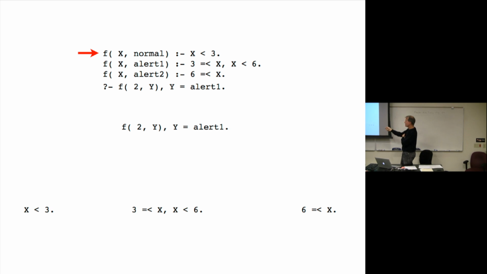What's it going to search for? Yeah, first the F. So it's going to go down, oh, there's an F. And then what's it going to do? 2. And then, but wait a minute, the 2 does what? Yeah, x is instantiated to 2. And then what? And y is what? Instantiated to normal. And then what does it do?